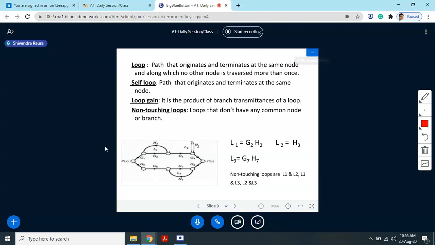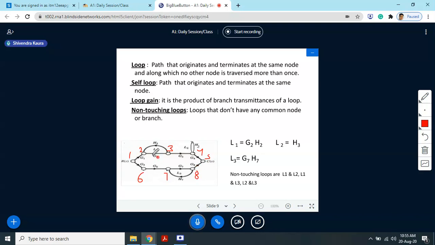That means, let us consider this diagram. In this, there are three loops. This is a closed loop. Let me give some points: let's say this is node 1, this is node 2, this is node 3, then 4, 5, 6, and 7. This is 8.